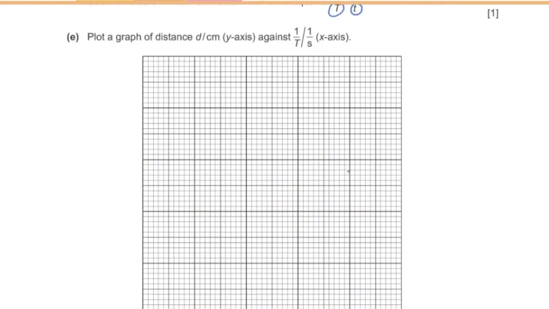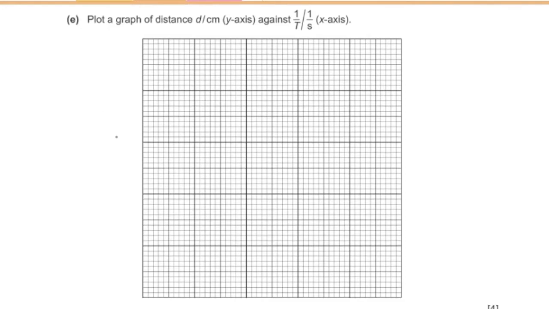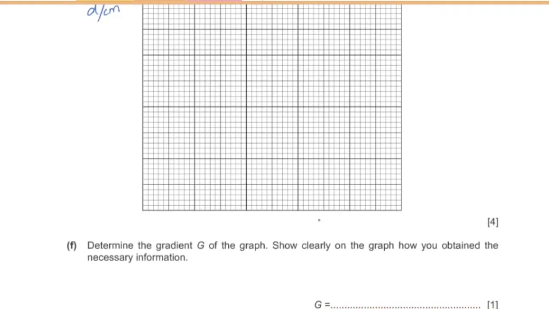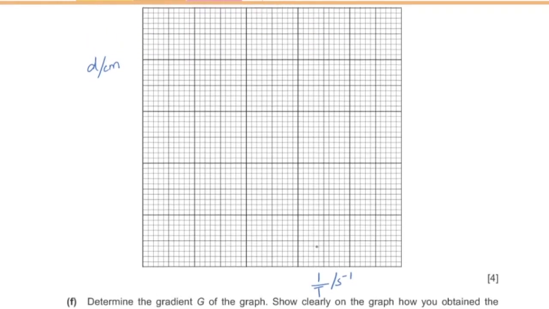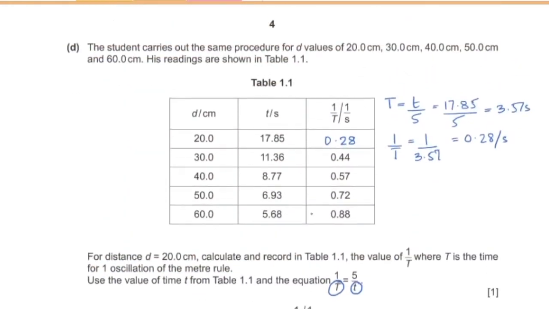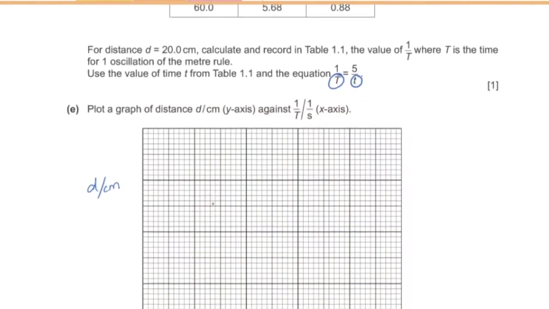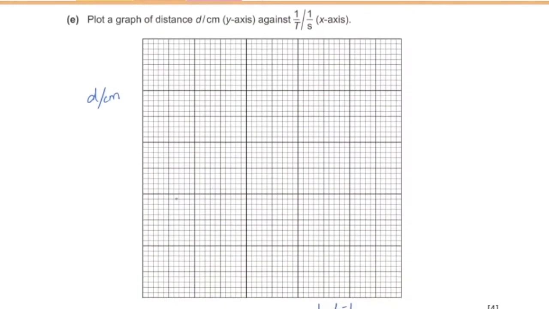Now part E. Plot a graph of distance d on the y-axis against 1 by T on the x-axis. So let's start by labeling our axes first. Your y-axis is going to be distance d, and don't forget to mention the units. And this is going to be 1 over time period, and this has a unit of per second. Now our d is going to range from 20 centimeters to 60.